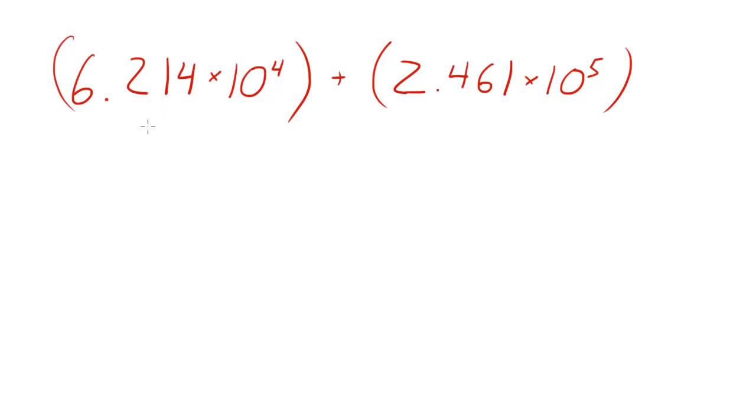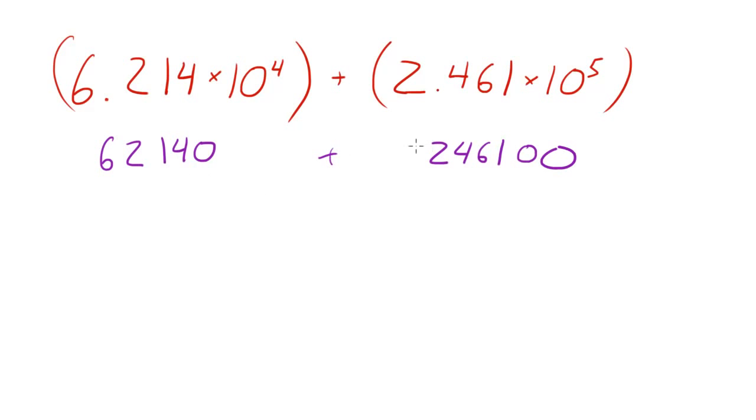So the very first thing we need to do is convert these to, I'm just going to call them real numbers, basically numbers that we can understand. So 6.214 times 10 to the fourth is 62,140. So 2.461 times 10 to the fifth is 246,100. So now what we need to do is take this number, 62,000, and add it to 246,000, plus some change.